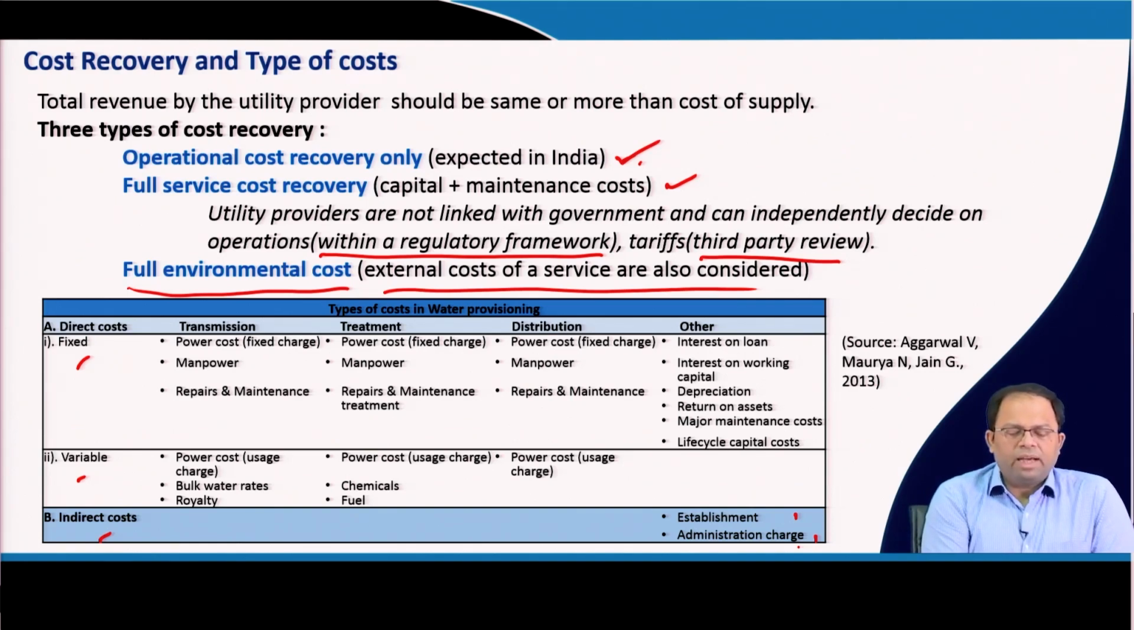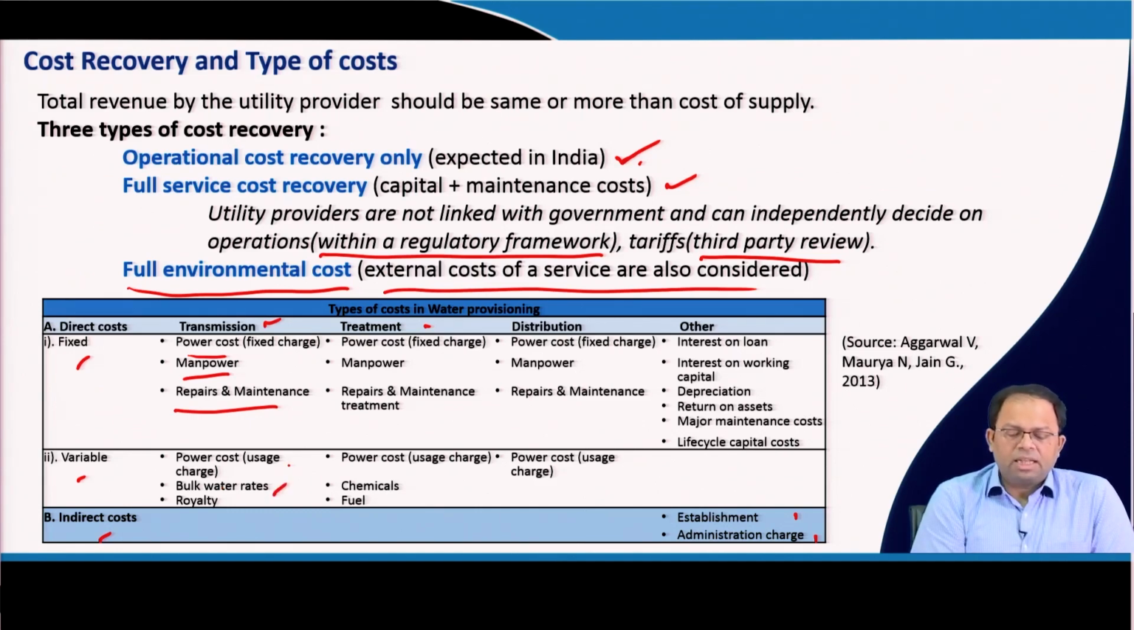Like fixed cost, we have it for different parts of this water supply, like transmission, treatment, distribution and other aspects. We see that in the transmission stage there is cost of power which is fixed, there is cost of manpower which is also fixed, and then there is cost of fixed repair and maintenance. Whereas variable cost depends on power cost and usage charge. So some amount of power cost would be variable based on more water being consumed, because the pump has to run more.